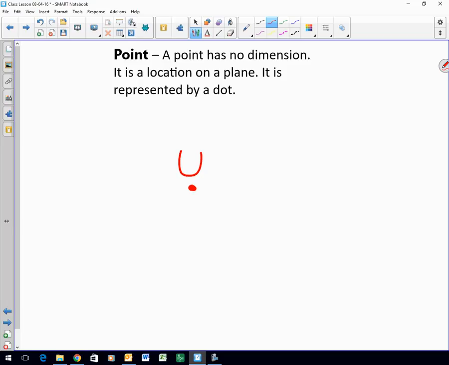A point has no dimensions, represented by a dot. It's just a location on a plane. And y'all are going to be like, what's a plane? I told you. If something goes in the air, takes you from A to B, goes several hundred miles an hour, okay? No, that's not right either, geometrically. We'll get there, okay? I can go back to this definition in a little bit.